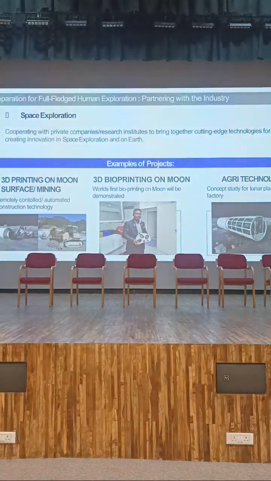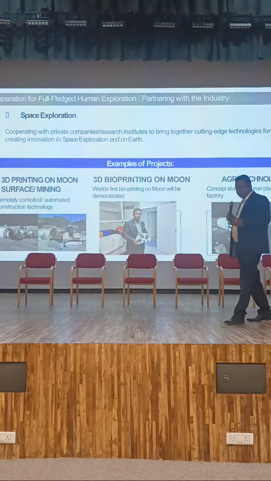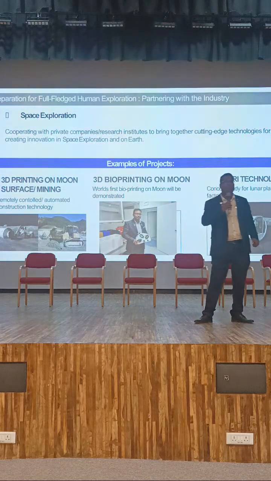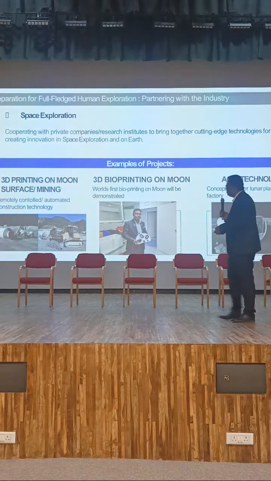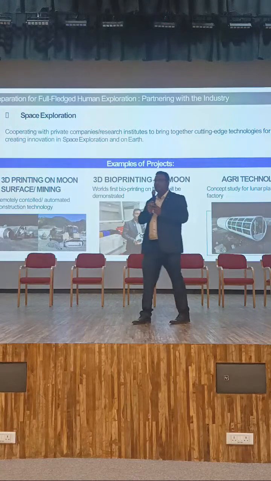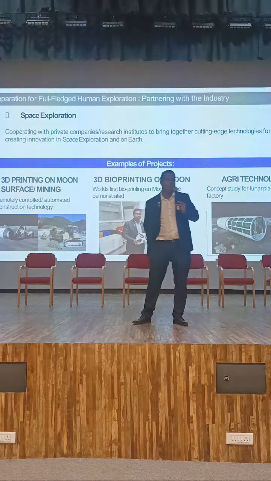Now I want to be a farmer on the moon, to cultivate some potatoes, tomatoes, something we can grow, like a lunar factory. You can see this is the 3D bioprinter. The world's first living tissue has been demonstrated in ISS missions. So this was the printer. And the next one will be like 3D printing on the moon surface. We can produce some of the materials using the lunar soil.